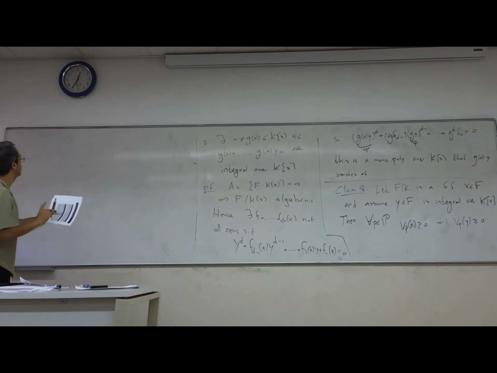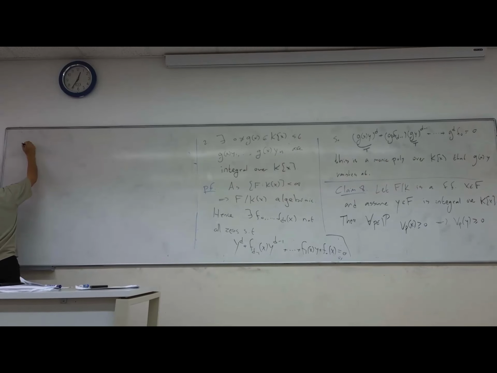But so for example, let's look at this polynomial, t squared minus x. This is a polynomial over k of x. It's monic in t. And really its roots are the square root of x. This is what it is. And what this theorem tells you is that if x is defined at a point, the square root is also defined.